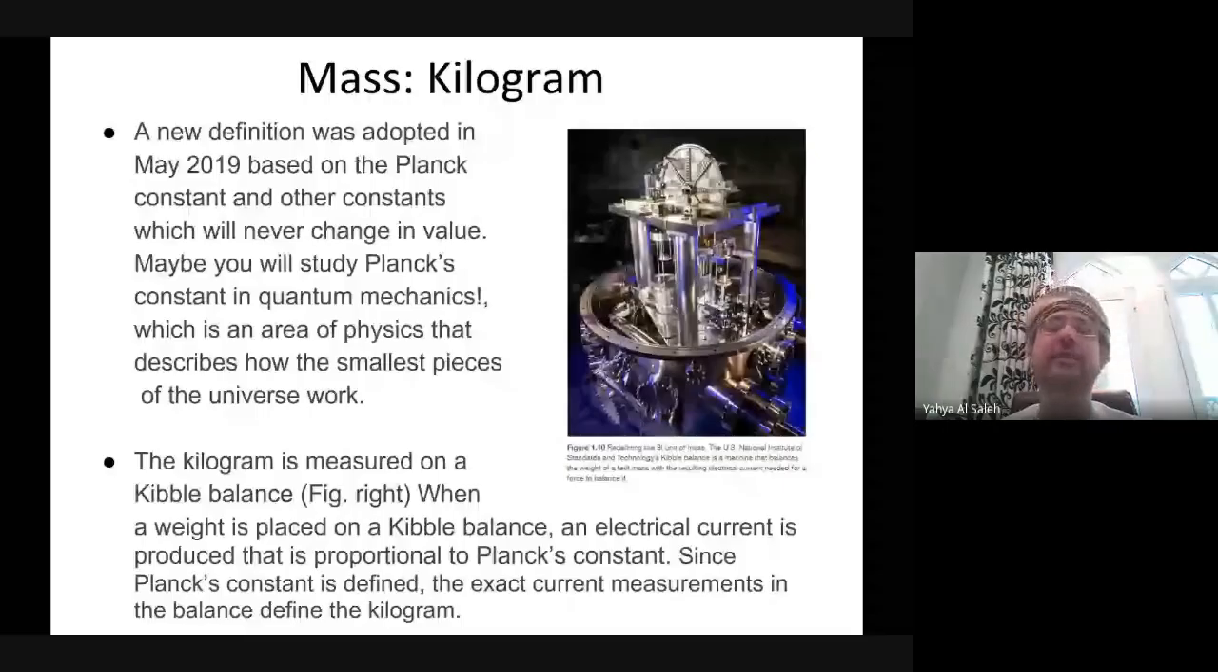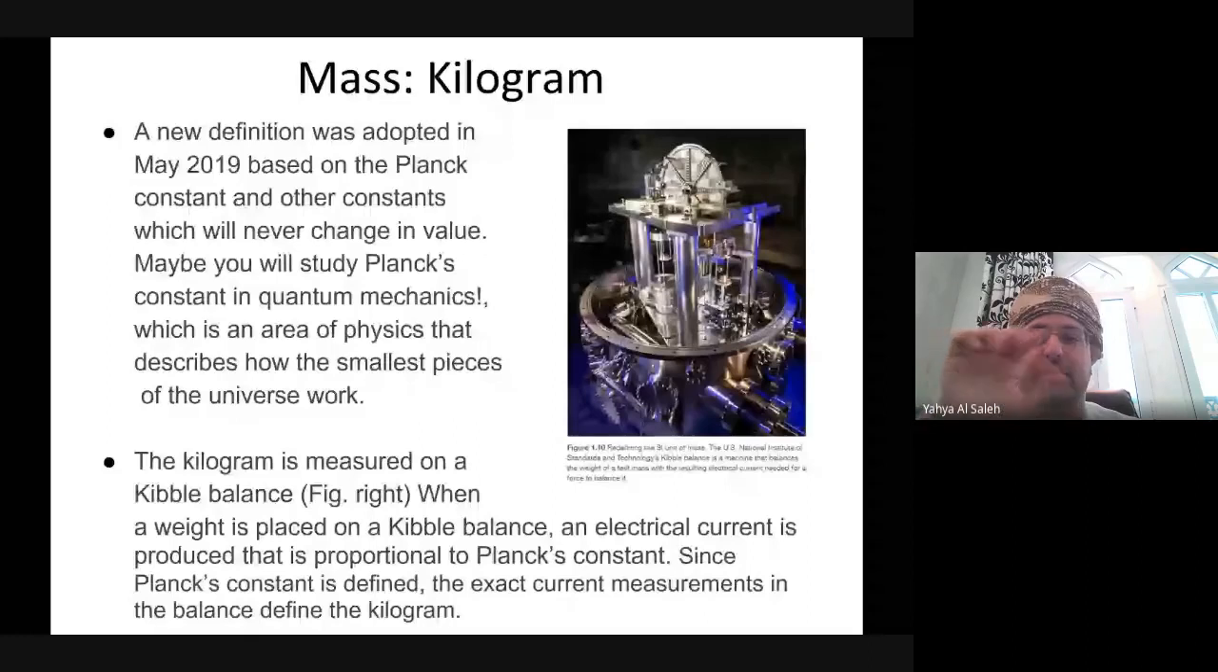In 2019, we redefined this, because, well, this is not very physical. We redefined it in terms of the Planck constant and some other constants, which never change in value. These constants are physical constants of the universe. They are a fact of life. They don't change. Now, if you go on to study quantum mechanics, you will study Planck's constant. It's really interesting. Quantum mechanics is a fantastic area of physics. It tells you even about the tiniest things.